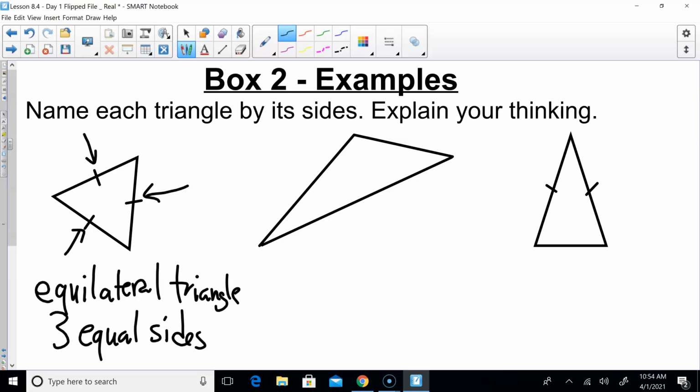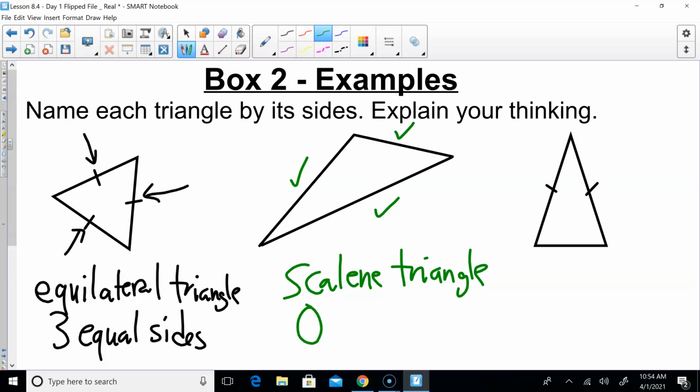If we look at this one, it looks like this one is the shortest right here, and then this one looks a little longer. This one looks even longer. I don't see any tick marks. So this would be a scalene triangle because it has 0 equal sides.